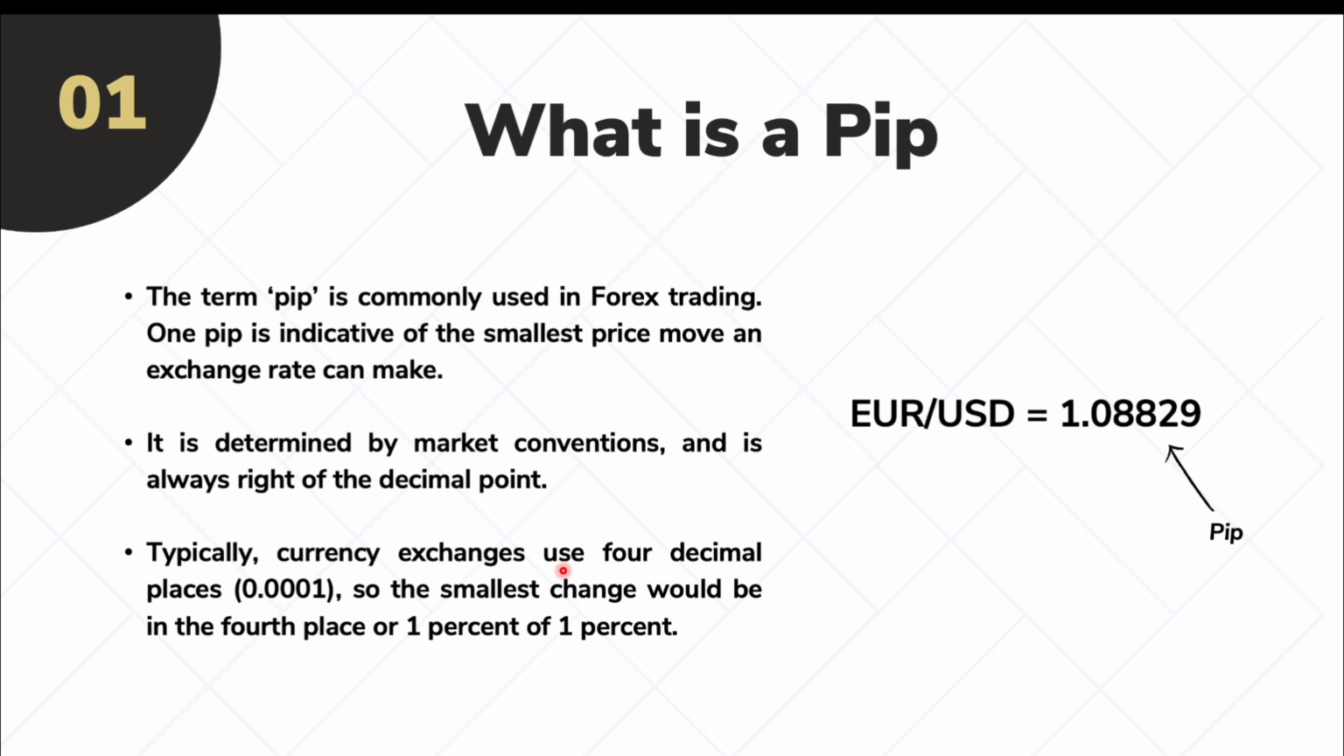Typically, currency exchanges use 4 decimal places. So the smallest change will be in the 4th place, or in other words, 1% of 1%. And for example, euro US dollar, current price is 1.08829. In the 4th place after the comma, so 1, 2, 3, 4, this is your pip. So when this goes to 3, it's plus 1 pip. If it goes to 1, it's minus 1 pip.